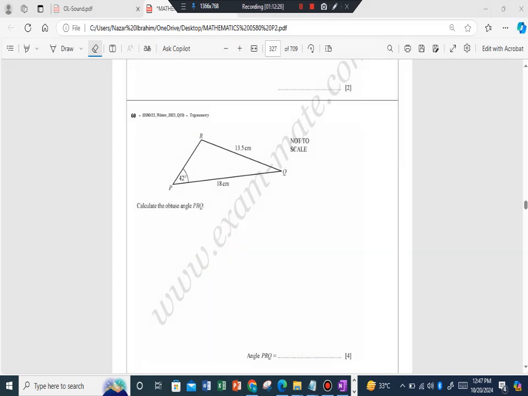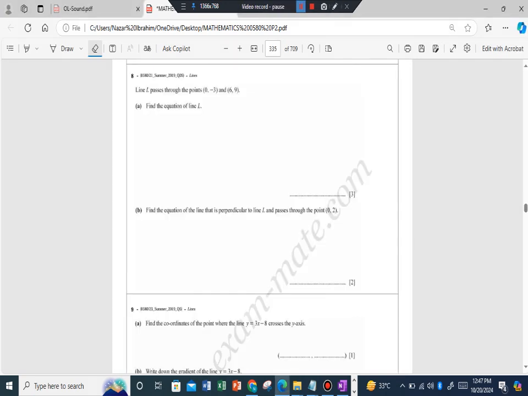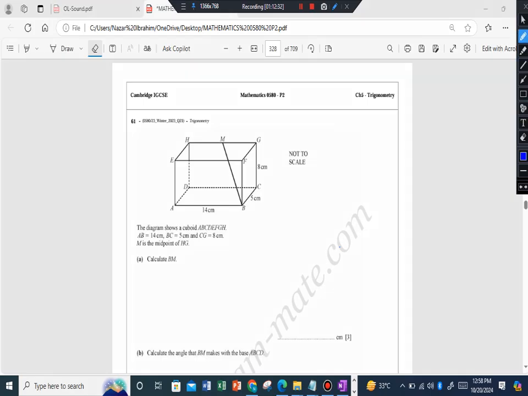Okay, let's move further to the last question. So here in this question we have a cuboid and we have three sides known. We are informed that M is the midpoint of HG. Since HG is the same as EB, the whole is 14. So HM is 7 and MG is 7. This is the information we are getting from the question.